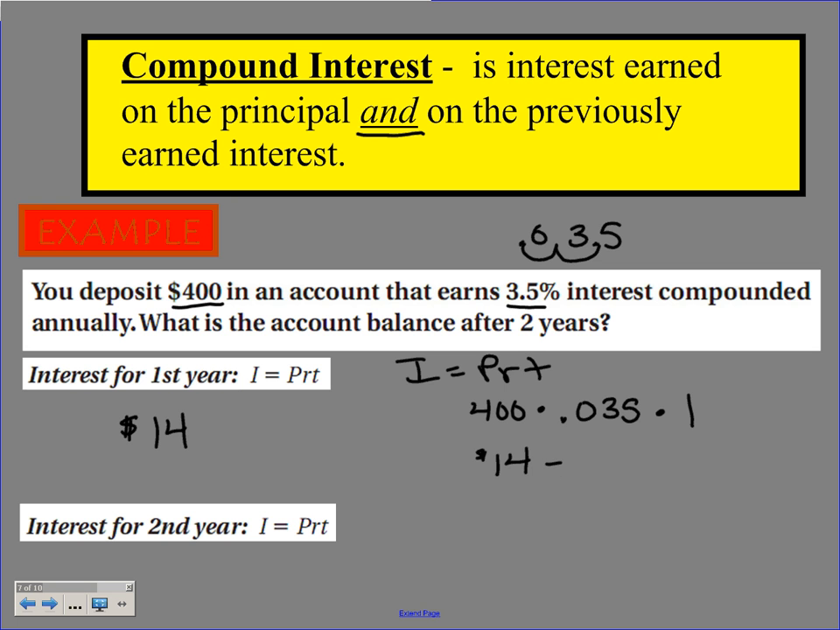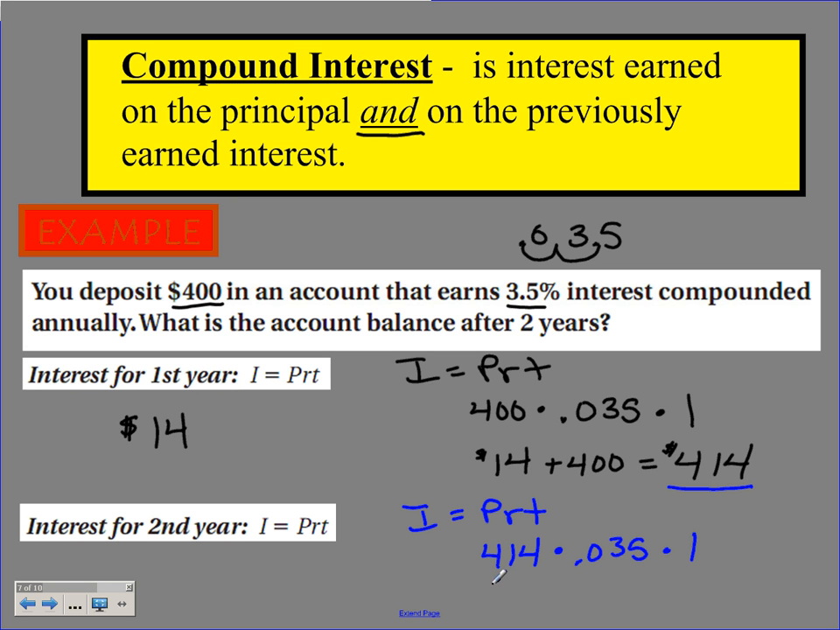We have to add that to our principal in order to get our new balance. So after 1 year, we now have $414 in our account. For the second year, that is our new principal. Interest equals the principal times the rate times the time. Our new principal is $414. Our original principal plus our interest is our new principal. Same rate, 0.035. Same time, 1 more year. We multiply this all out.